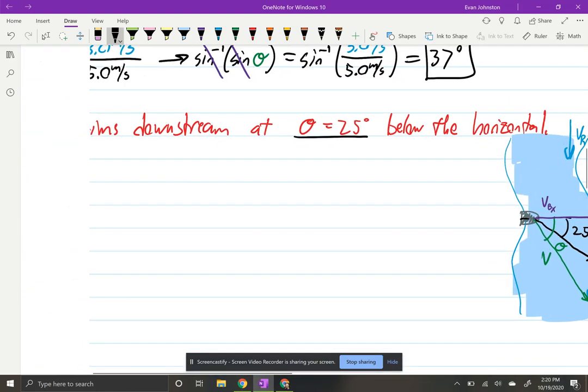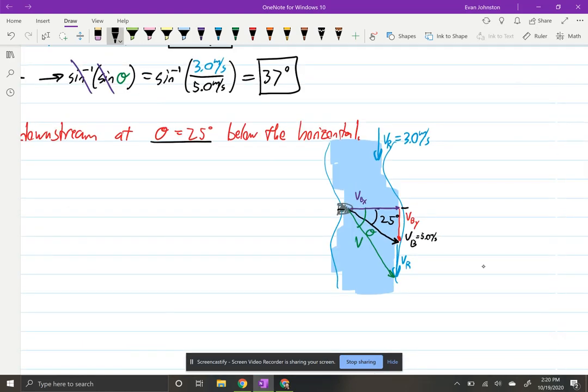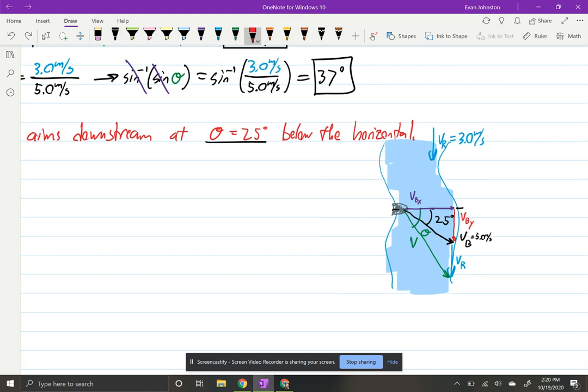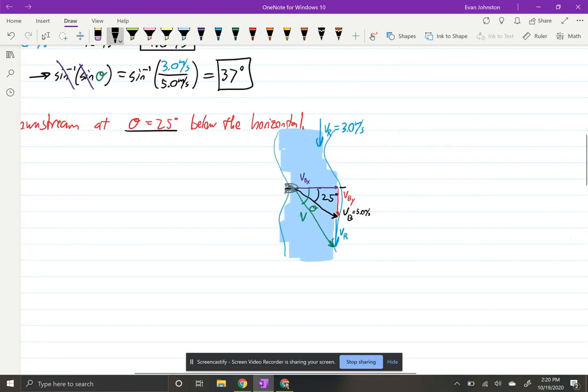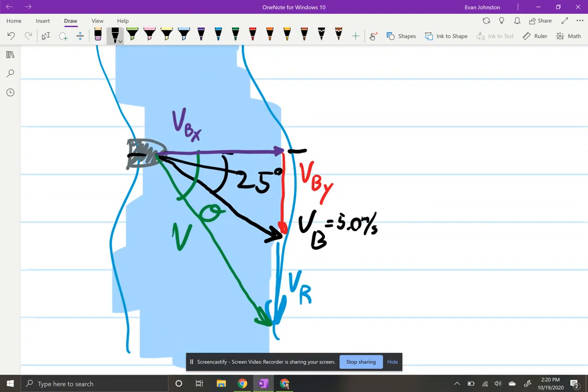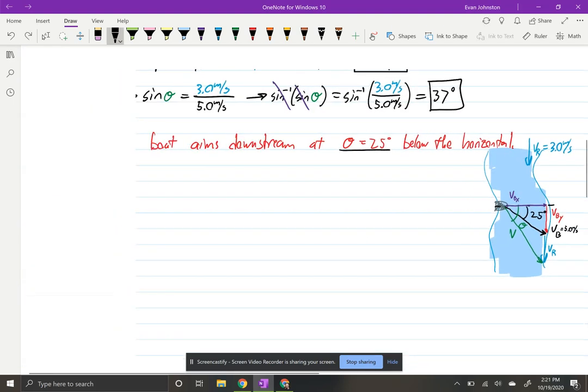So I'm going to use sine, because sine is opposite, and opposite my angle in black would be VBY. So looking at this, I would say that sine of 25 is equal to VBY over VB. I'm looking at this triangle and saying the opposite is right there, and sine is opposite over hypotenuse. This thing over that thing. That's all it is. Okay, cool.